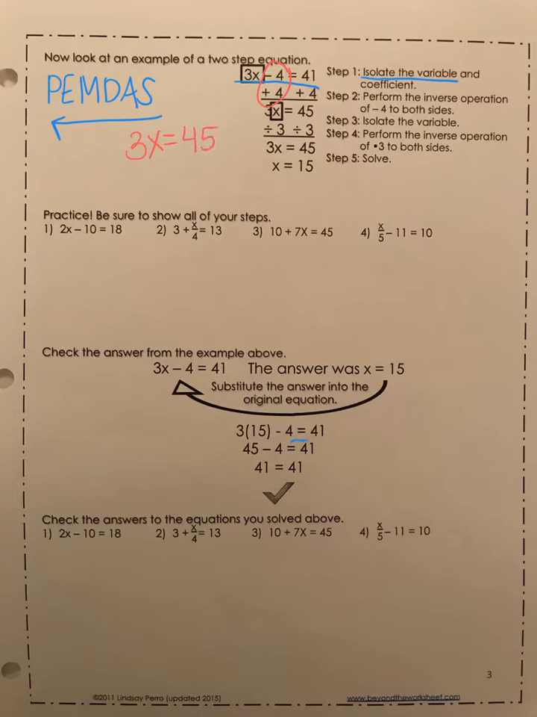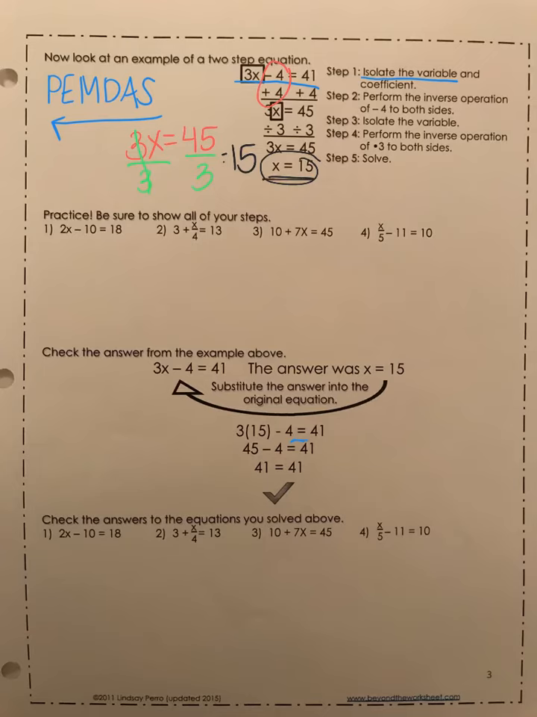All I have to do now is solve a one-step expression. All I have left to do is divide both sides by 3, therefore canceling out my coefficient. 45 divided by 3 equals 15. Therefore, my variable of x has a value of 15 in this expression.